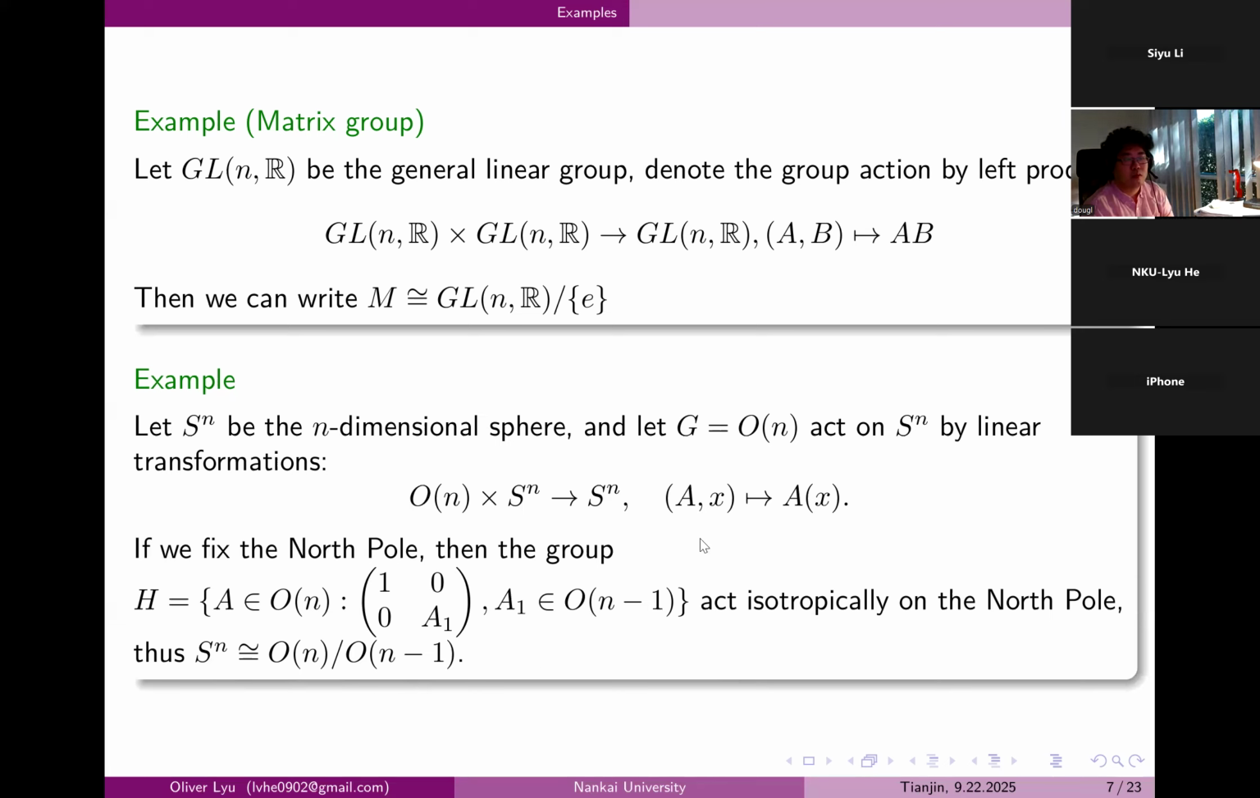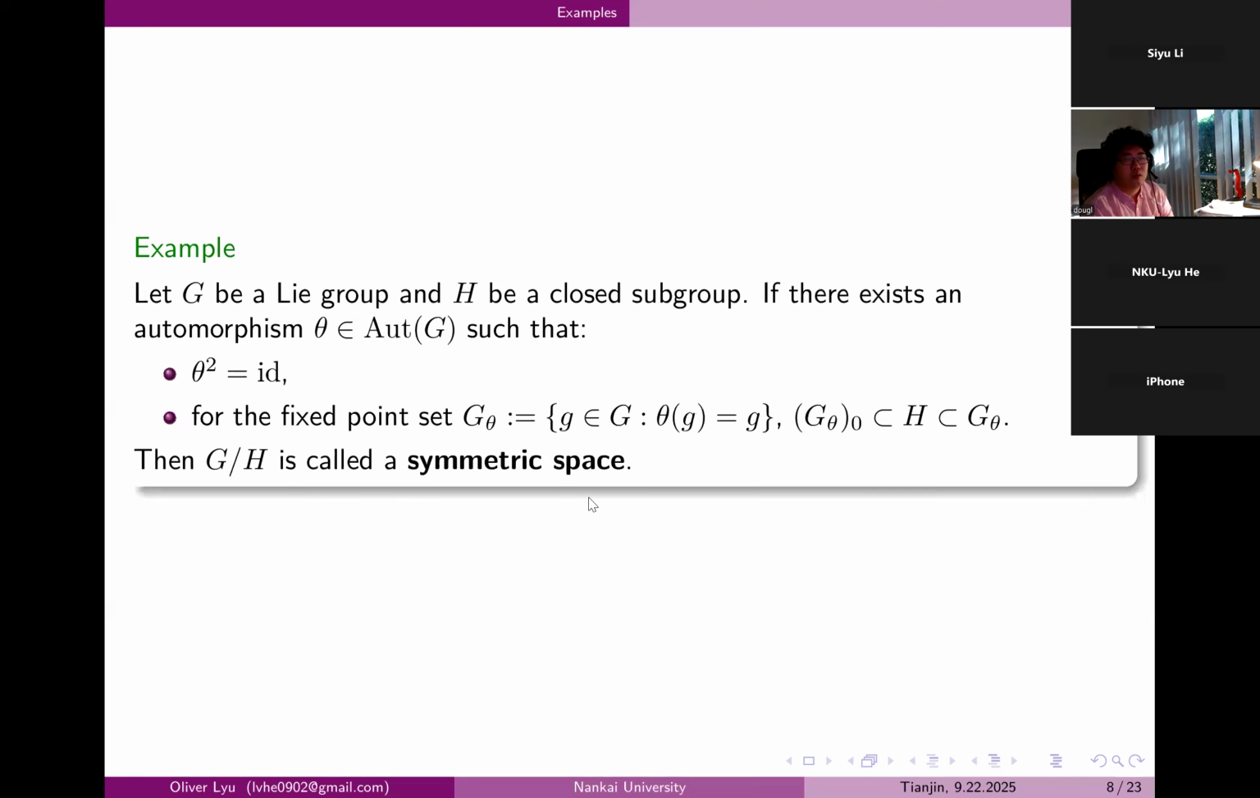Okay. The third example is the symmetric space. It is a kind of algebraic setting, and we have already seen it earlier in this conference. There are a lot of interesting things in symmetric spaces, so I just call them algebraic settings. For G the Lie group and H a closed subgroup, we can choose an automorphism on the Lie group such that when you apply it twice to the same element, it is just the identity.